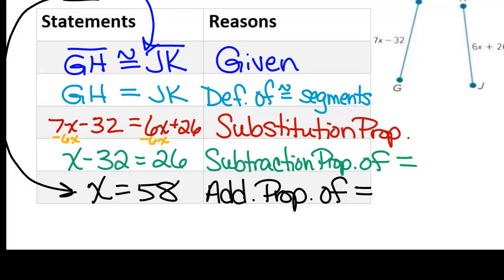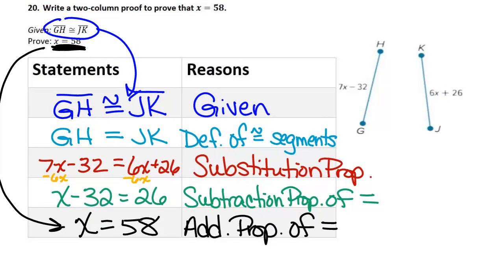If you added 32 to both sides first and then down here you minus the 6x from both sides, that would still be mathematically correct, yes. It's not my preference, but it's not wrong, and so it would get full credit. All right. Do you guys have any other questions for me on number 20?